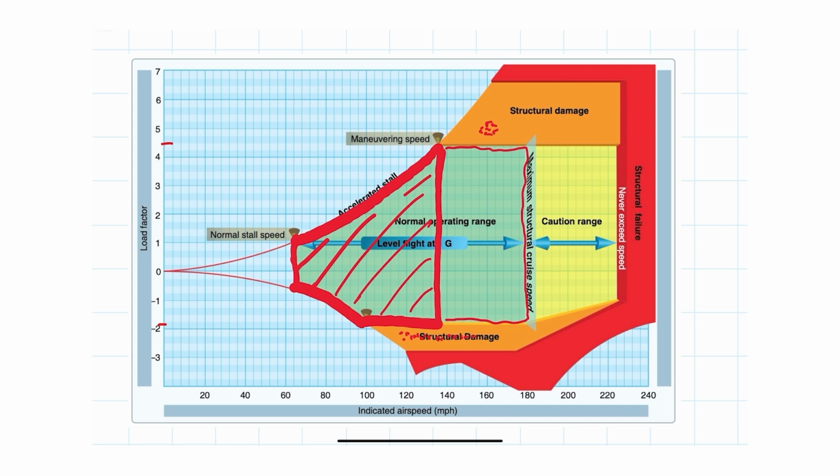If you do too many negative Gs, you go right into structural damage pretty much no matter what the speed, like on this airplane above 100. Now, if you go out the right side and you just do too much speed, you're going to get over never exceed speed right here. You're going to go straight into structural failure right there, straight into structural failure.